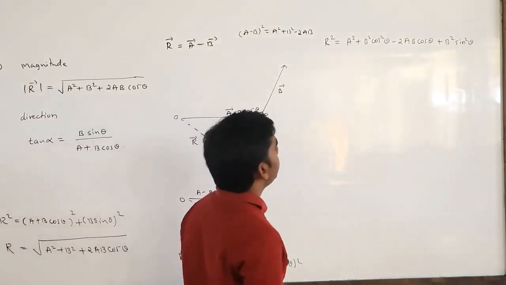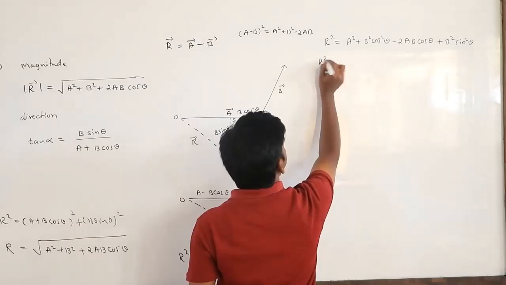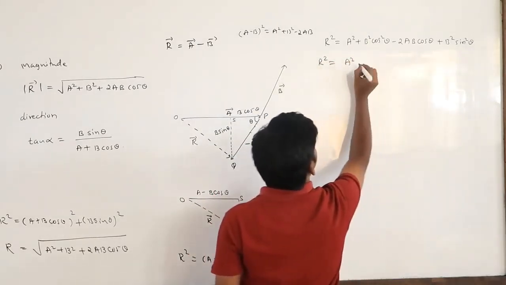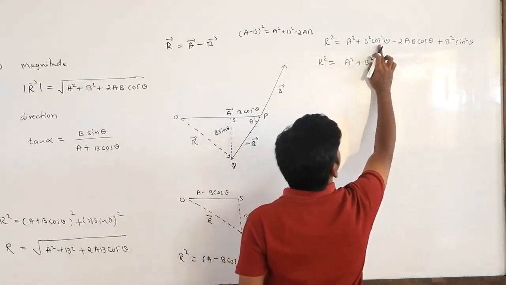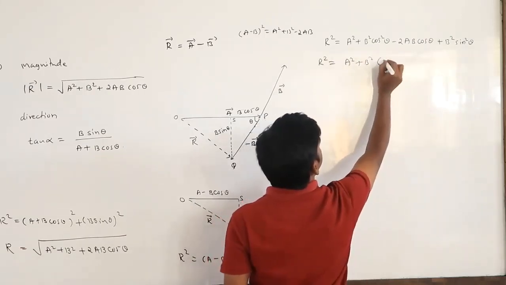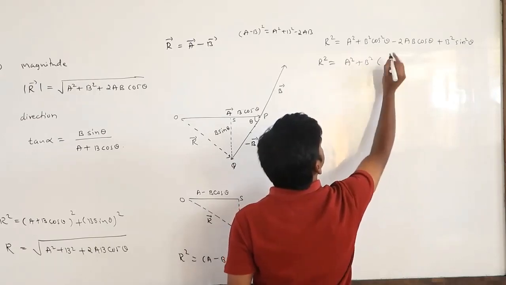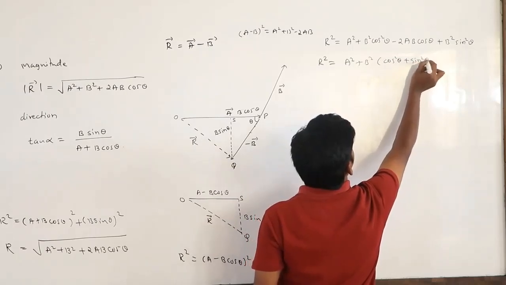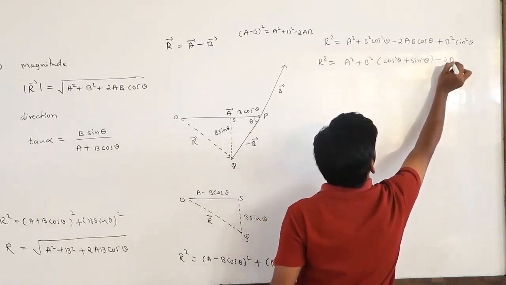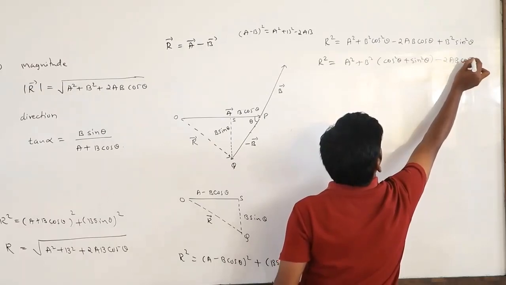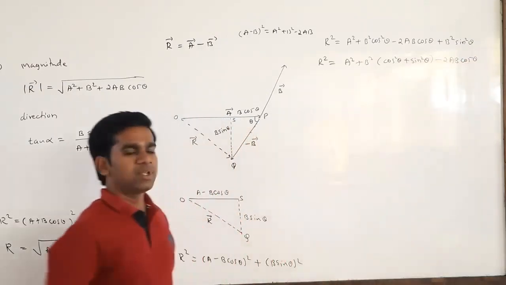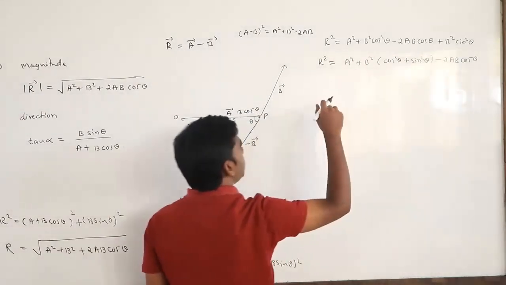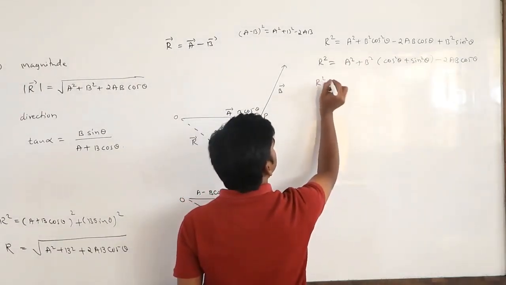Okay. So if this is the case, again rearrange the terms. R square equals A square as it is. Then take B square as common. What remains inside is cos square theta plus sin square theta, and then minus 2AB cos theta. As we know, cos square theta plus sin square theta, or sin square theta plus cos square theta, is going to be 1.